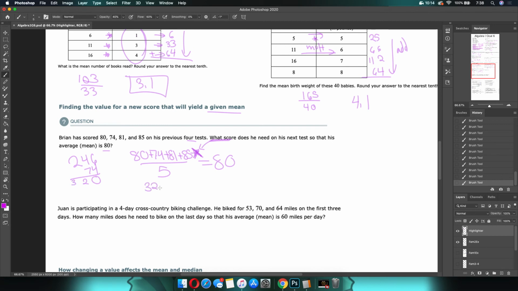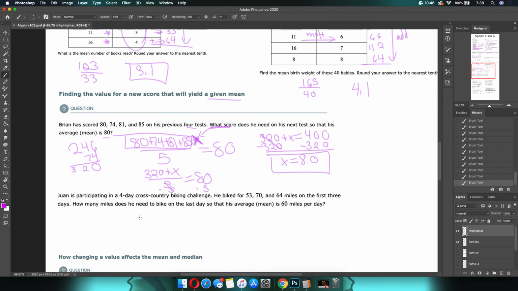So 320 plus x over 5 equals 80. Just doing this step ahead of time, for beginners especially, will make life a little bit easier. Now, how do we solve this? Times 5, times 5. So 320 plus x equals, what's 80 times 5? 400. Minus 320, minus 320, x equals 80, and that will be our final thing.